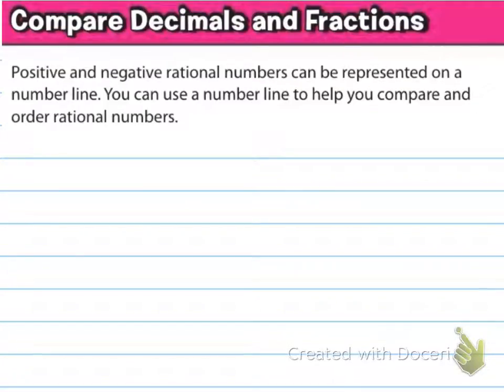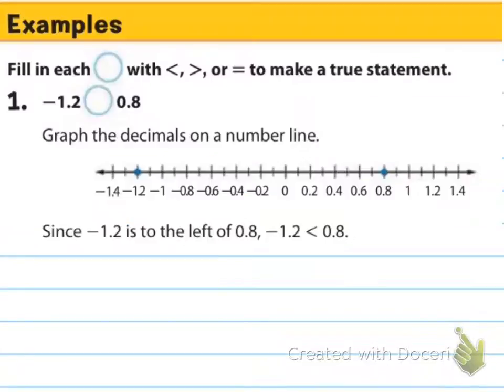So, compare decimals and fractions. Positive and negative rational numbers can be represented on a number line. You can use a number line to help you compare and order rational numbers. So we talked about that with our positives and negatives. Now we're just talking about it with decimals and fractions included. So fill in each blank with less than, greater than, or equal to make the statement true. We've got negative 1.2 and 0.8.